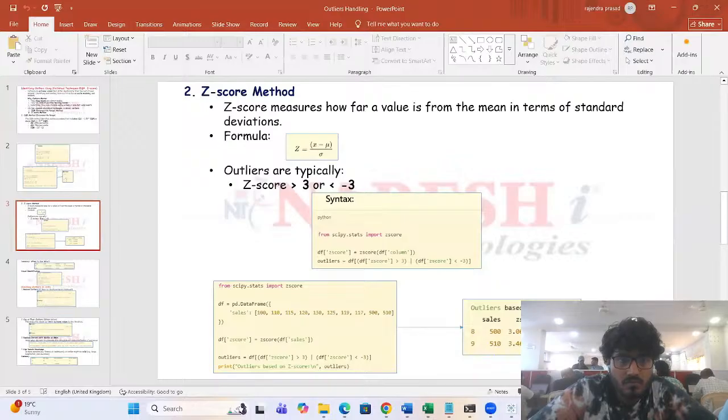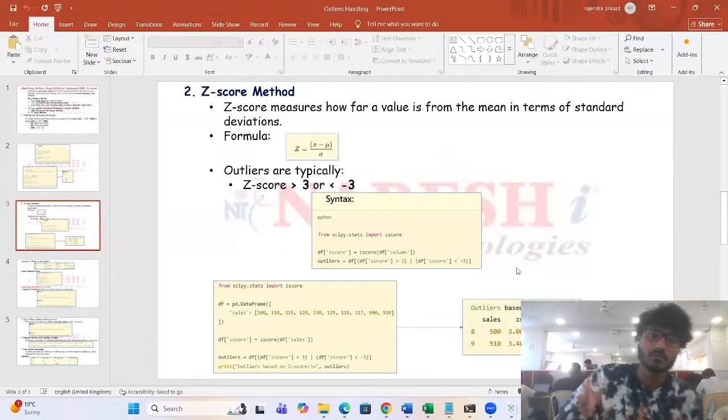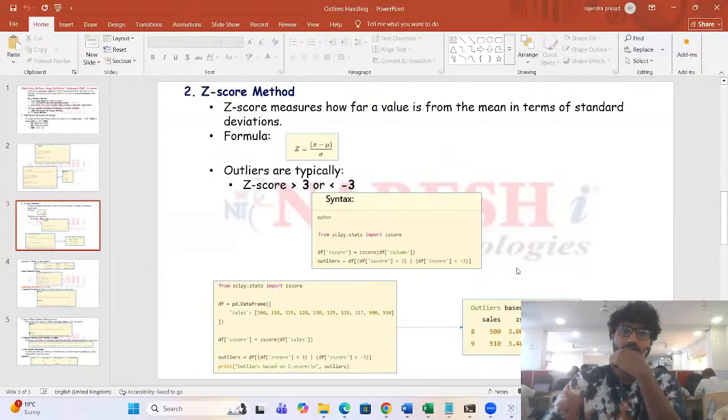Z-score is a pure statistical method. See, in statistics, you have so many types of distributions like normal distribution, binomial distribution, and standard normal distribution. Again, we are going to discuss these distributions. For the time being, let's understand Z-score is one of the distributions. Z-score is nothing but a metric. Z-score measures how far a value is from the mean in terms of standard deviation. That means how far the observed value is from the expected arithmetic mean, that will be explained by Z-score.